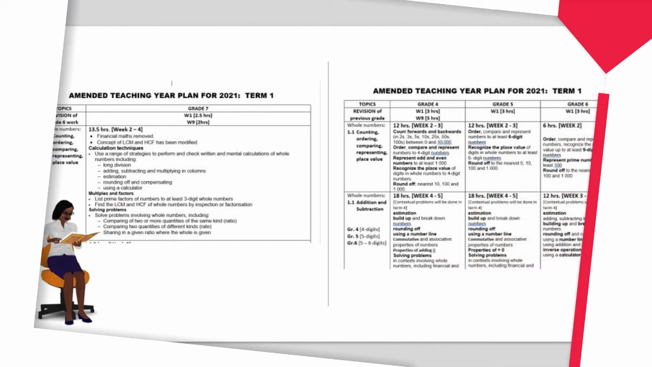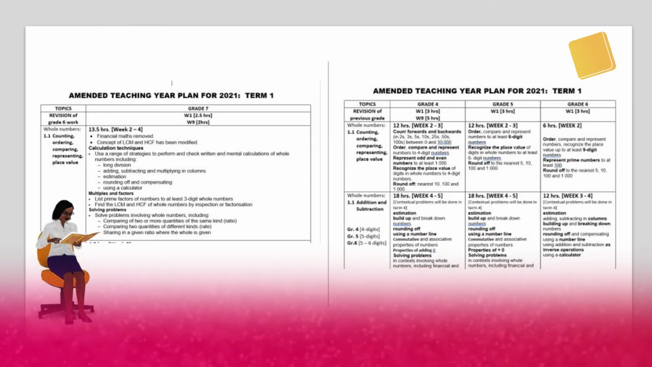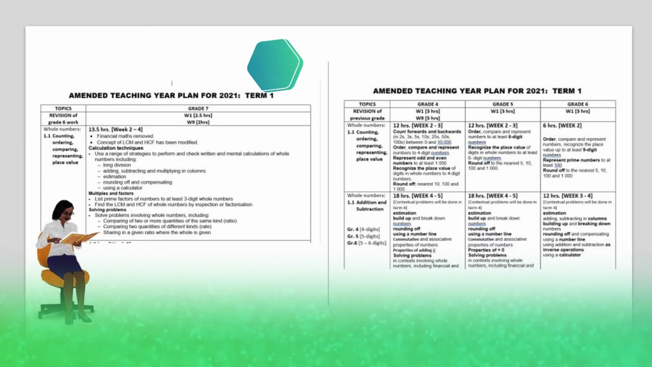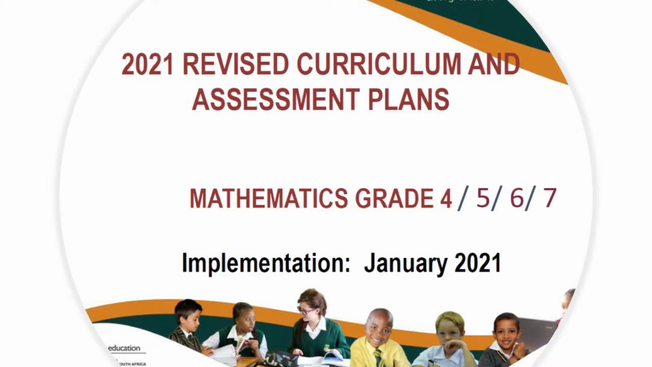To help you come to grips with these changes and to ensure that the correct mathematics content is taught in Term 1, we have compiled the following 2 documents: a summary of the amended teaching plan for grades 4 to 6, and a summary of the amended teaching plan for grade 7. Links to download these 2 documents are provided at the end of this video. For further reference, we also provide links to the DBE's mediation plans that were drawn up for each grade. The revised teaching plans for 2021 allow for revision of the previous grade's work at the beginning of Term 1.